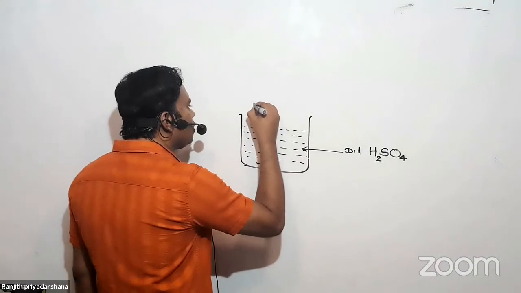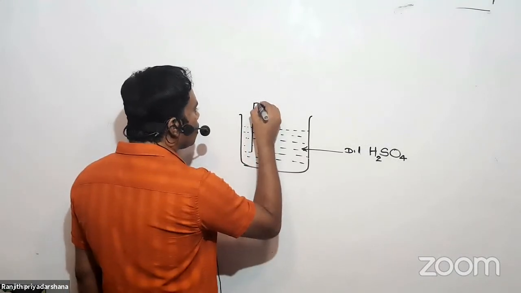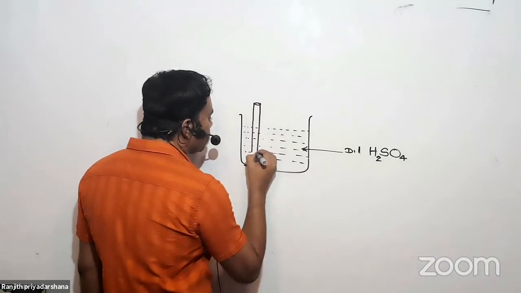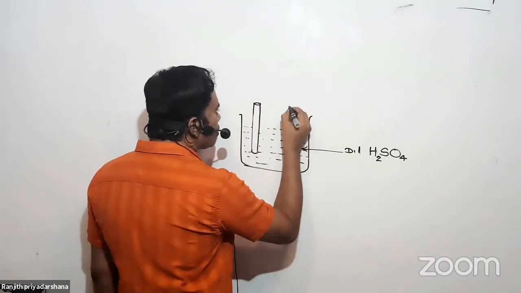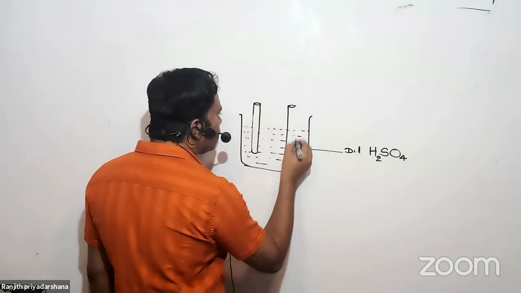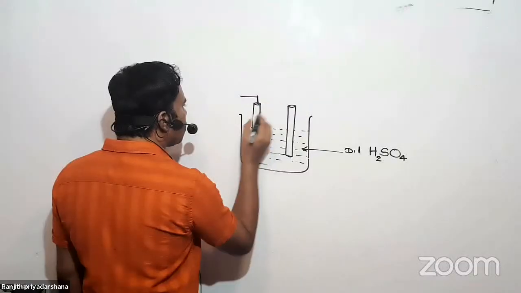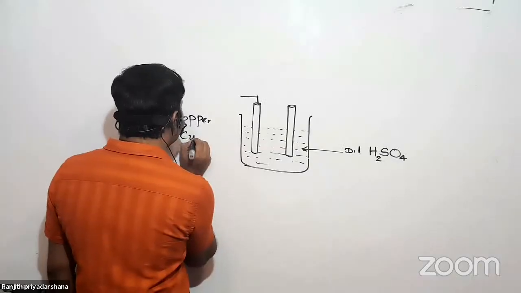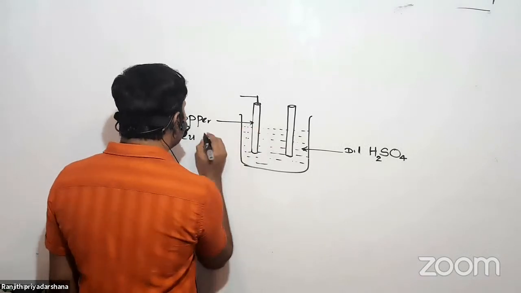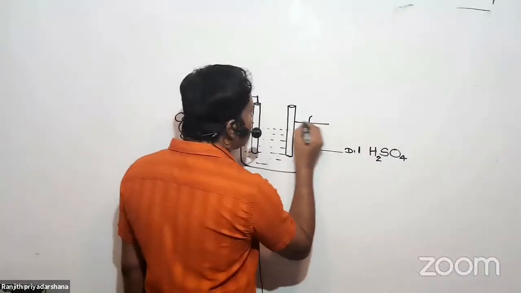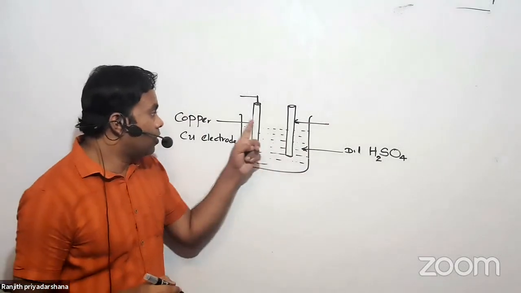Next, you have to immerse a plate or a rod of electrode. One is copper, the other one is zinc. So here's the copper rod. Positive is copper, Cu. Negative is zinc. Copper electrode. This is zinc.